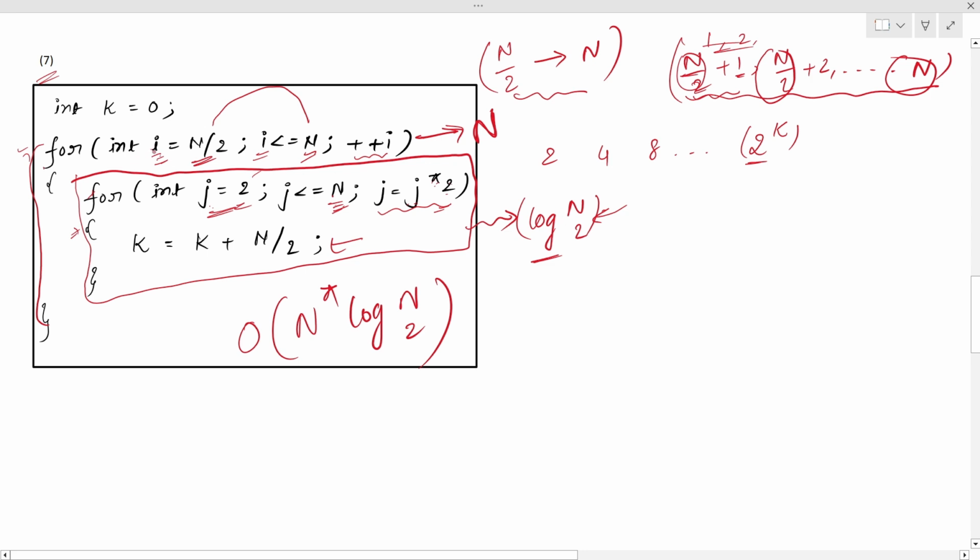And for i equal to n by 2, in this part you can clearly see the same thing is happening, right? The only thing that is changing is 1, 2, 3, and it's going till n. So it is simple, starting from n by 2 going till n. That means the complexity is n, right? So the entire complexity for this question is what? O of n into log n base 2, right?